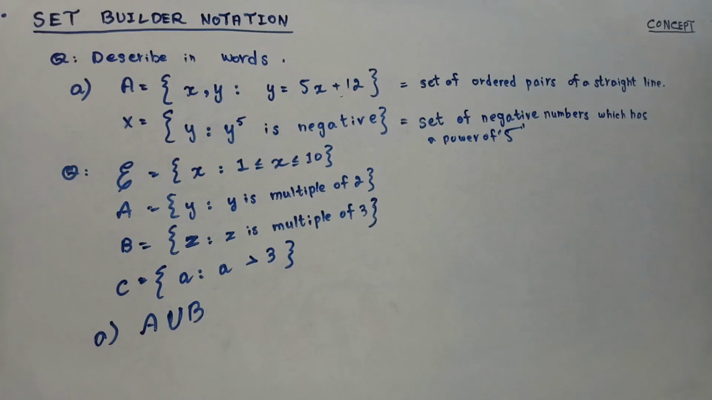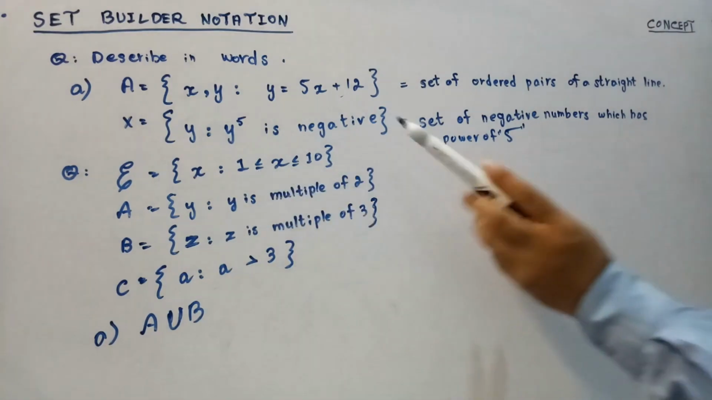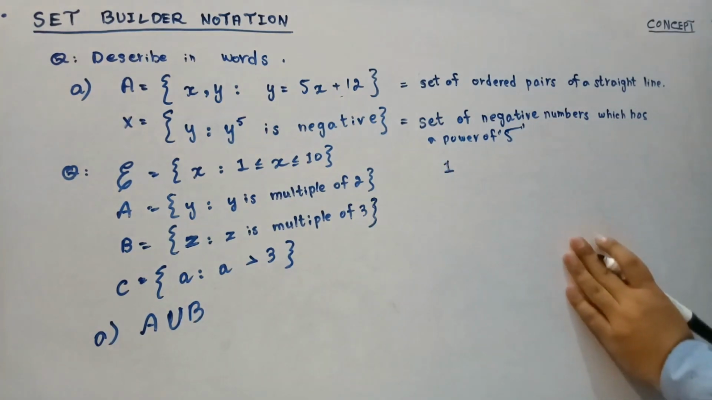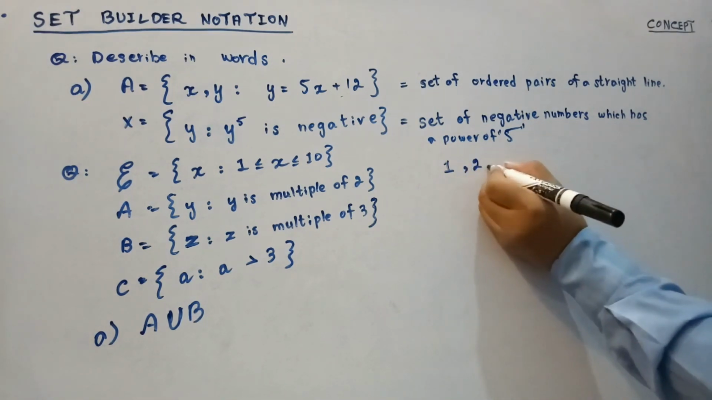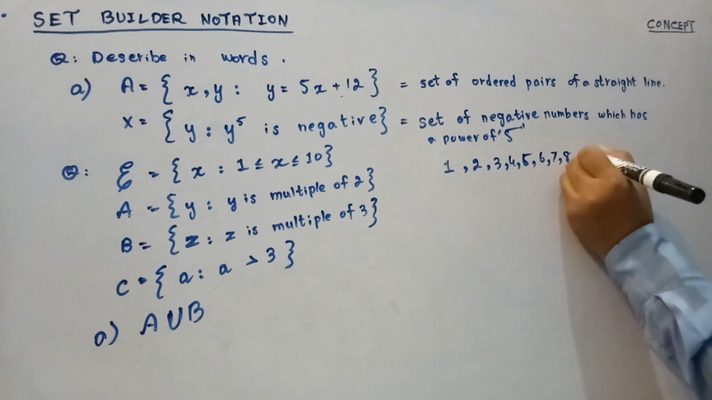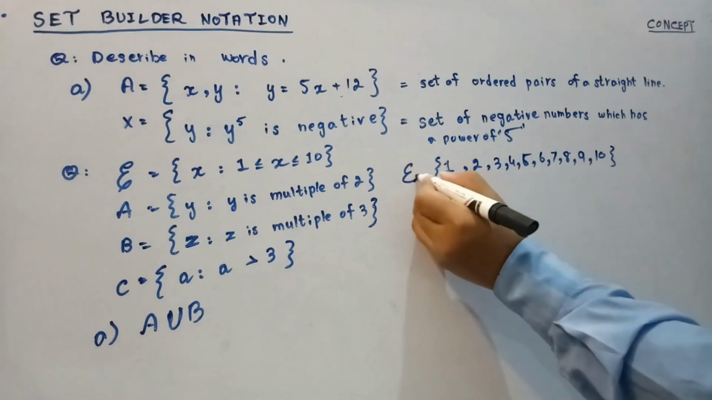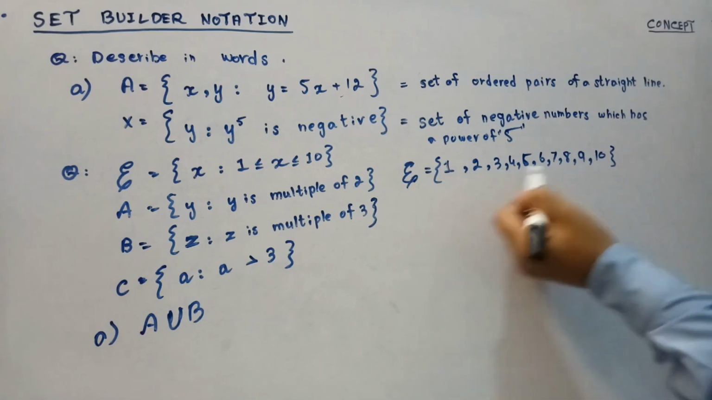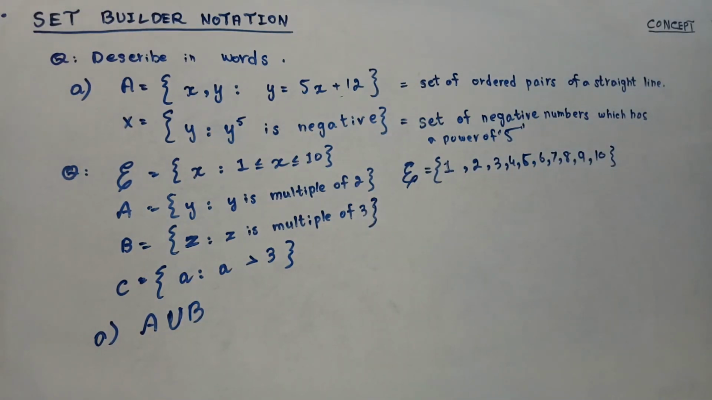Now, in the next question, it is said that we have a universal set, and in this we have an element x such that x is equal to or greater than 1, meaning x is an element which is equal to 1 or greater than 1. These are the elements of it. You can see the universal set is a set in which the elements are greater than or equal to 1, but less than or equal to 10. So here we have a universal set. Then we have a set A.